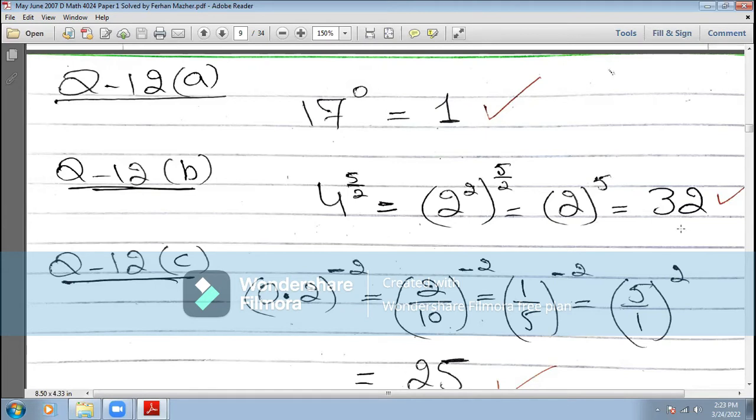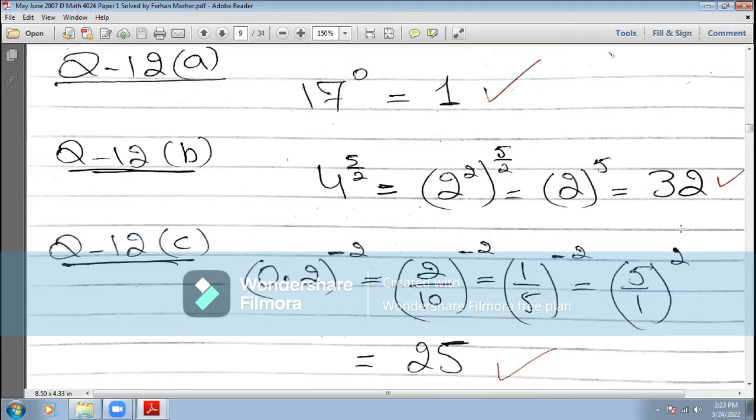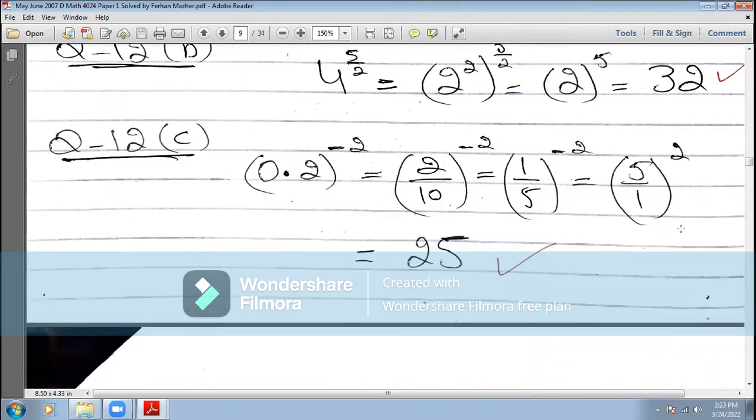2 raised to power 5 means 2 multiply 2 multiply 2 multiply 2 multiply 2. 2 2s are 4, 4 2s are 8, 8 2s are 16, 16 2s are 32. So the answer will be 32. So the question number 12 and its C part, we have 0.2 raised to power minus 2.